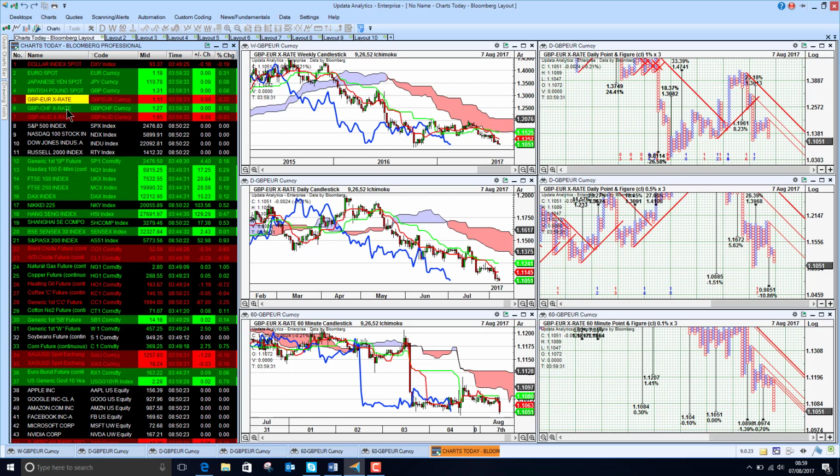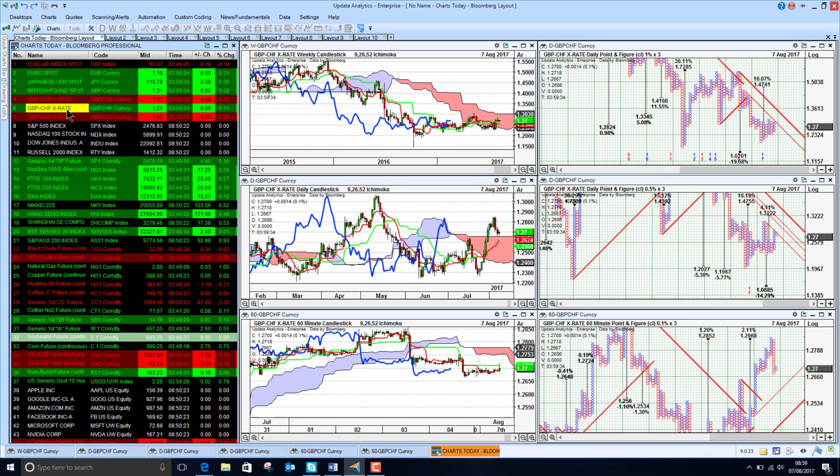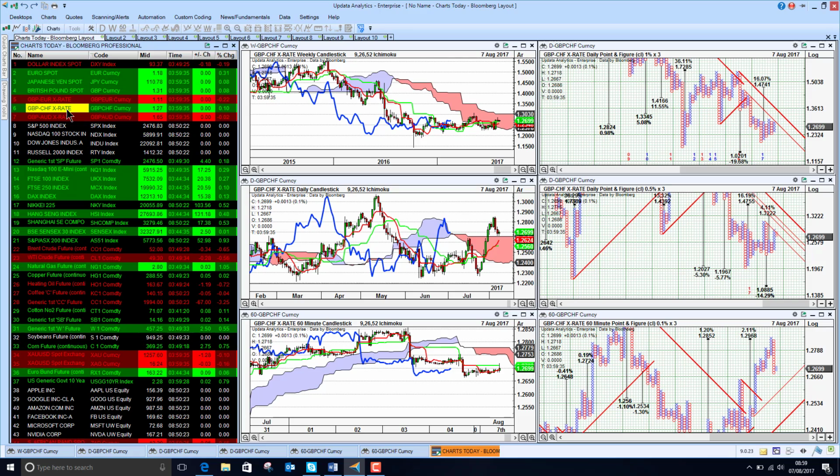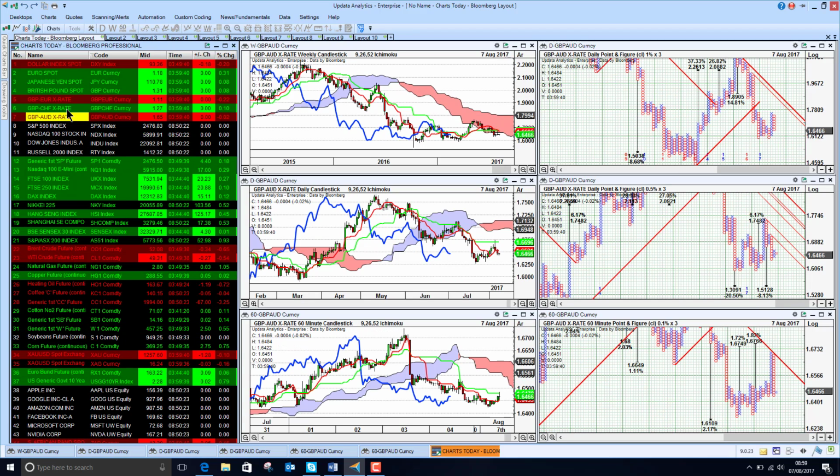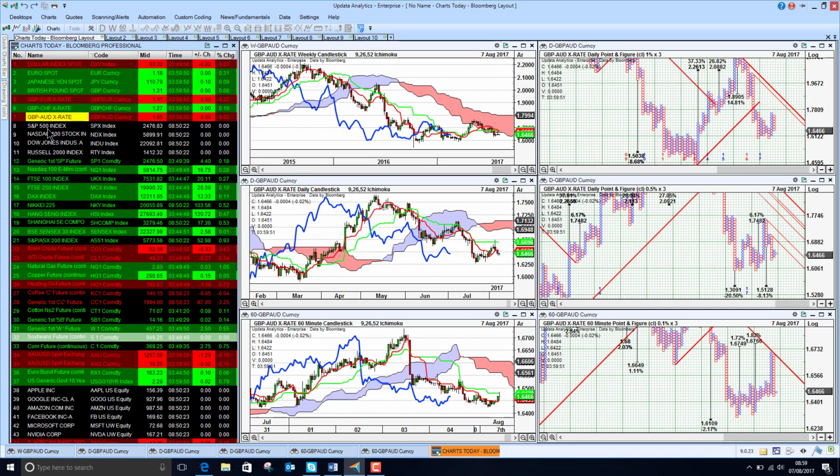Sterling about to test this low that we saw last year against the euro, and that does suggest that we could go lower still. Looking at the Swiss franc, we see we're bearish here as well on sterling below the cloud, and against the Australian dollar, again bearish below the cloud, having hit resistance. These downside targets of 151, that's 8% downside. That's implying Australian dollar strength.